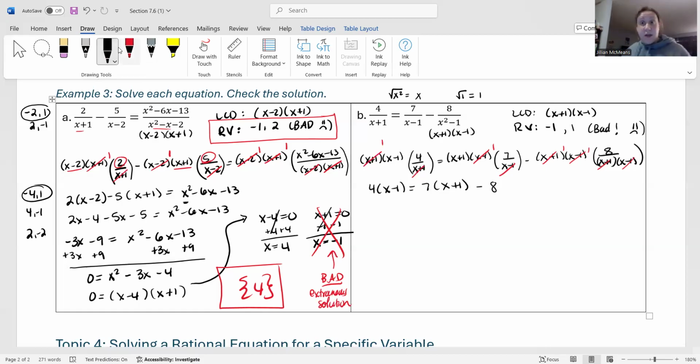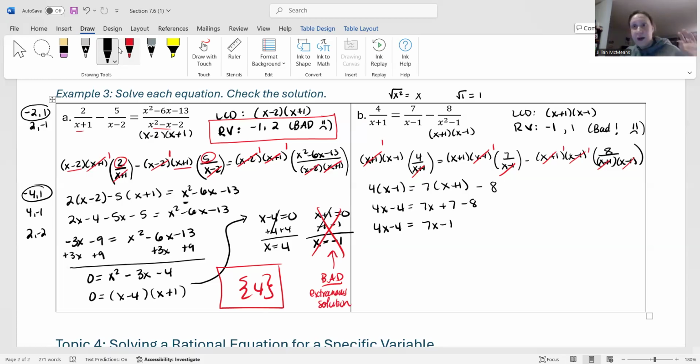And then we want to solve. This looks like it's going to be a linear equation, so we want to distribute and then isolate our x. So on the left, 4 times x minus 1: 4 times x is 4x, 4 times negative 1 is negative 4. 7 times x is 7x, 7 times 1 is 7. And then don't forget your minus 8. We want to combine like terms on the right. So I'm just going to rewrite the left for now. And then on the right, 7 minus 8 is negative 1. So I'm going to get 7x minus 1.